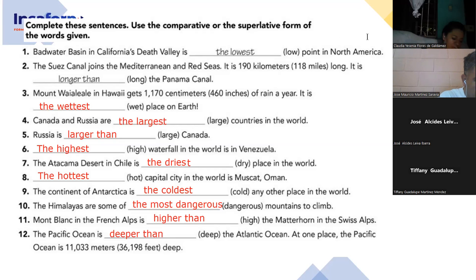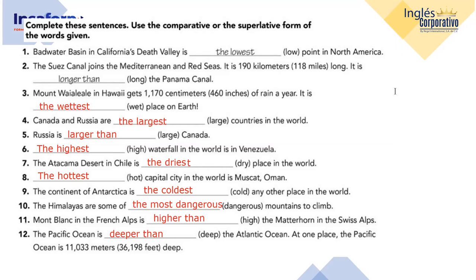Number 1. Badwater Basin in California's Death Valley is the lowest point in North America. The Suez Canal joins the Mediterranean and Red Seas. It is 190 kilometers long. It is longer than the Panama Canal. Mount Wailea in Hawaii gets 1,170 centimeters of rain a year. It is the wettest place on the earth. Canada and Russia are the largest countries in the world. And number 5, Russia is larger than Canada.